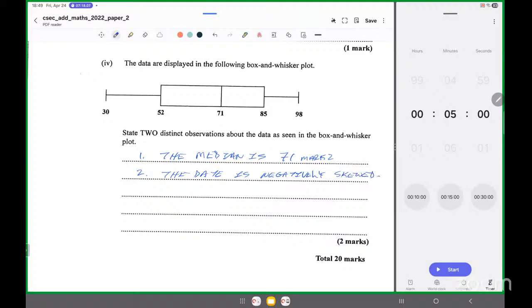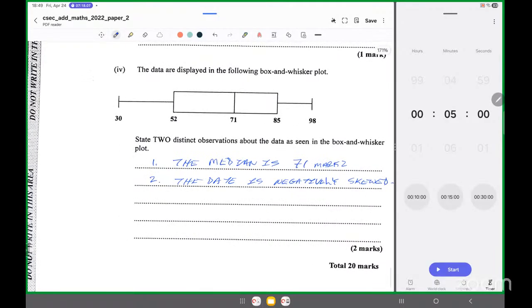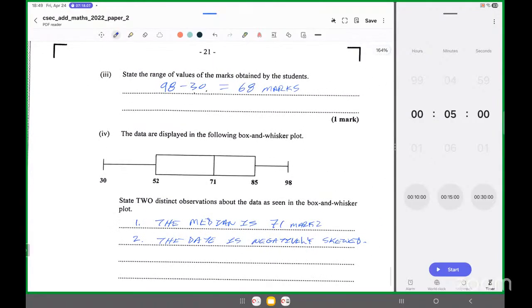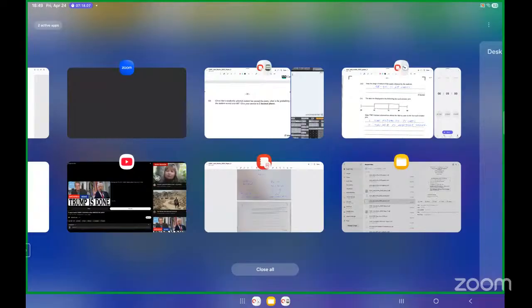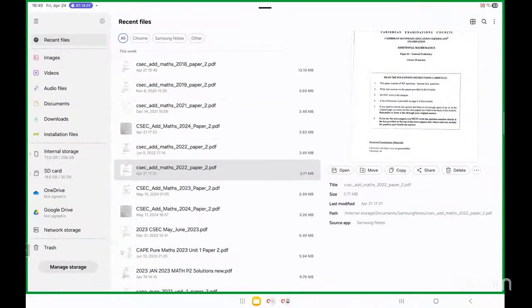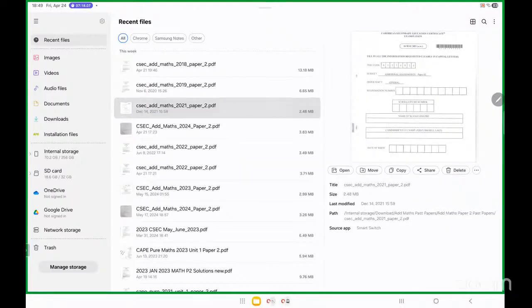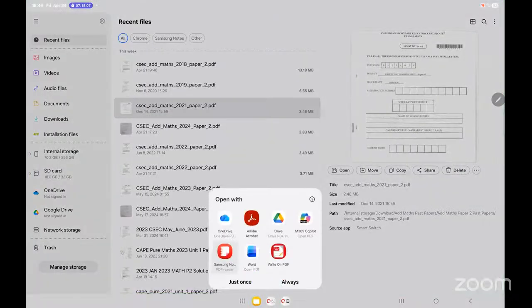That's it. All right, that's 2022. Let's go to 2023. You're gonna do it, Emily. Oh no, 2021. We're going backwards. 2021. Let's go.